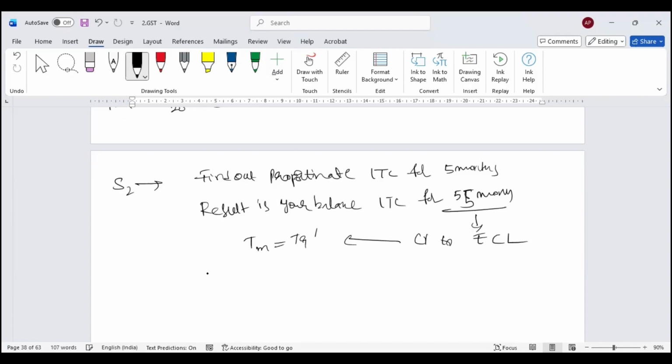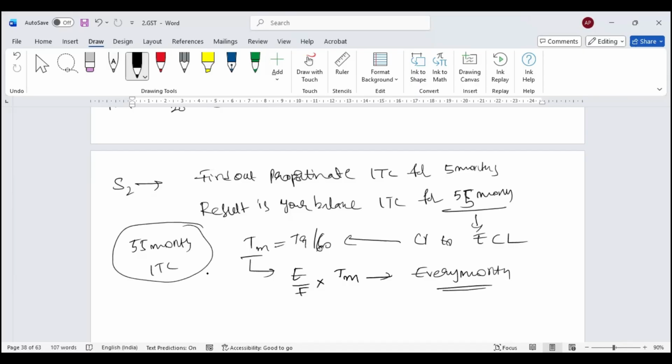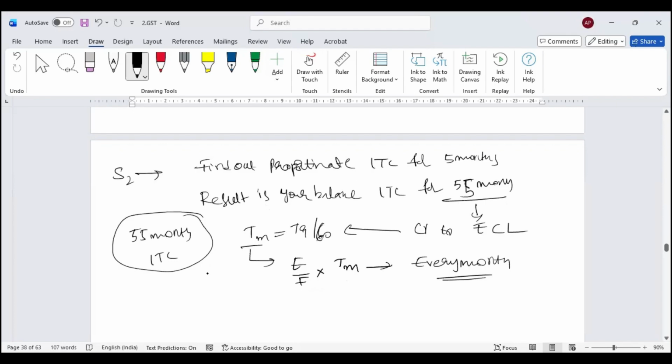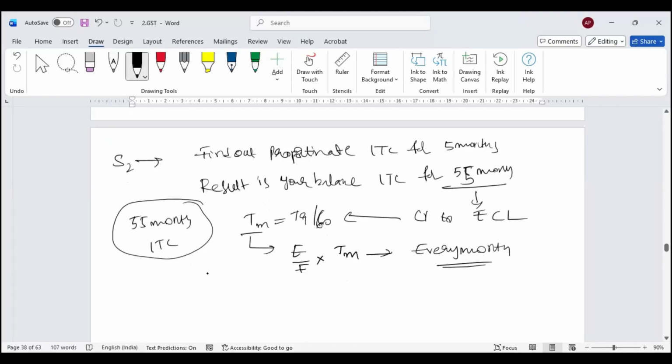TM is equal to the TR divided by 60. So whatever TM is going to come, I'll apply E by F into the TM. Every month, I need to find out what is my proportionate ineligible input tax credit. Pay that with interest. This is what I'll do for that balance 55 months ITC. This is what I'll do for scenario number 2. Now, theoretically, this is easy.